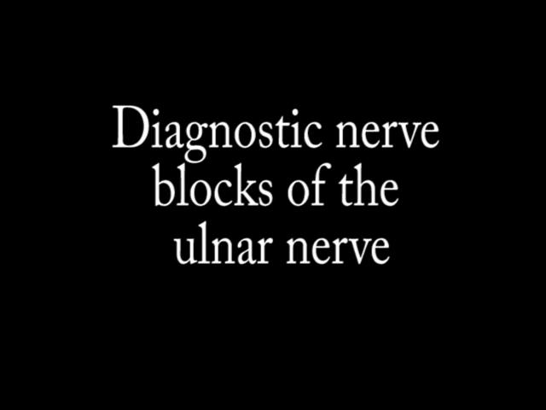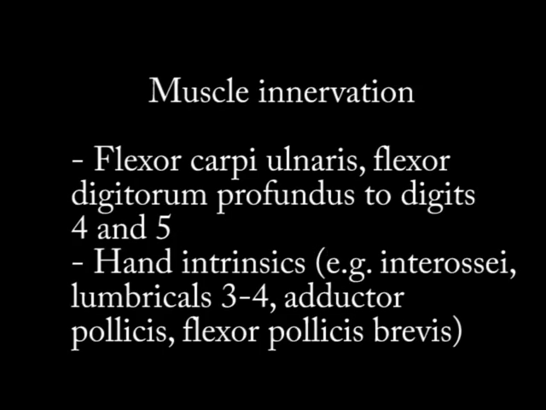So when we look at nerve blocks, we always have to think about muscle innervation. If we target a certain nerve, what muscles are we trying to reduce tone to? In the case of the ulnar nerve, above the wrist, it provides motor innervation to the flexor carpi ulnaris, a wrist flexor, and the flexor digitorum profundus to digits 4 and 5. It innervates the hand intrinsics.